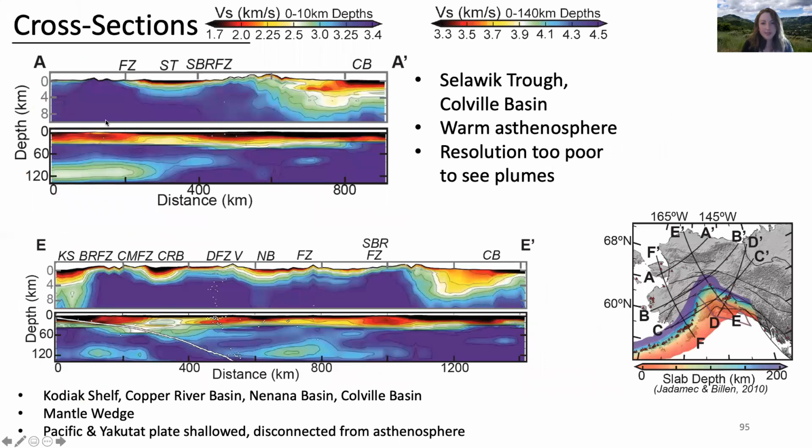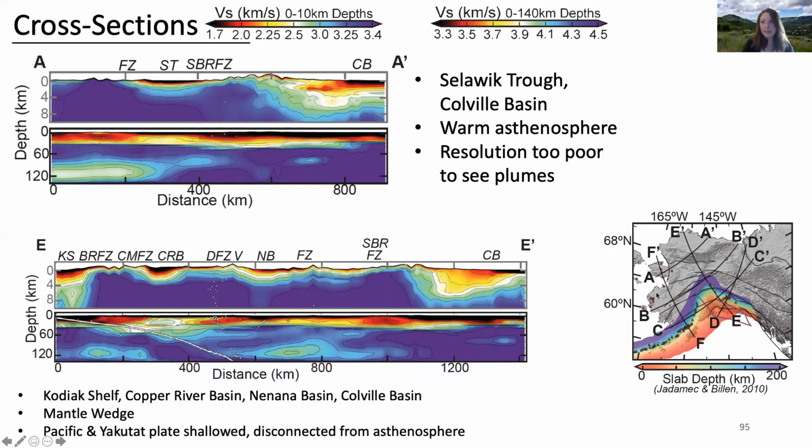We also have a few cross sections focused in the upper 10 kilometers and from the surface to 150 kilometer depths. A-A prime, which stretches from the Seward Peninsula across the Brooks Range and into the Colville Basin, captures the Foreland Basin, which gets deeper towards the Brooks Range, thick crust beneath the Brooks Range, and shallow sediments in the Selawik Trough, and warm asthenosphere below the Seward Peninsula.